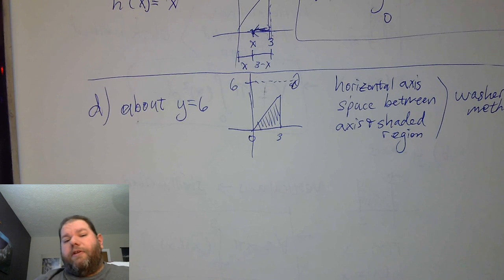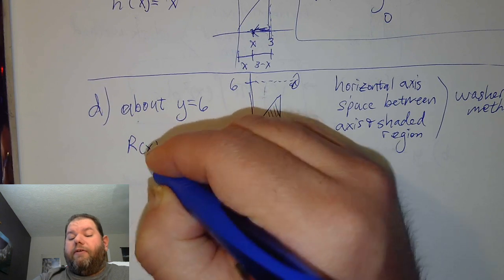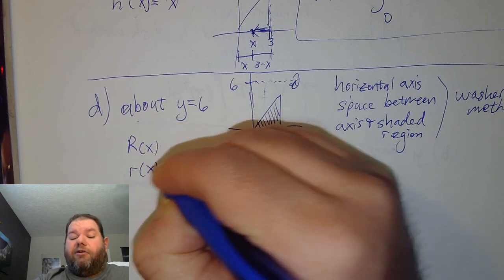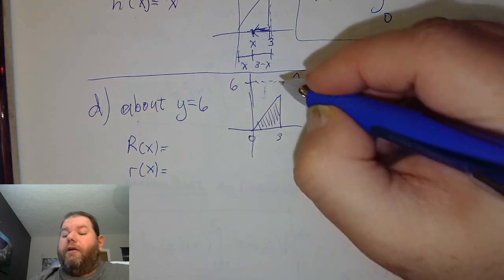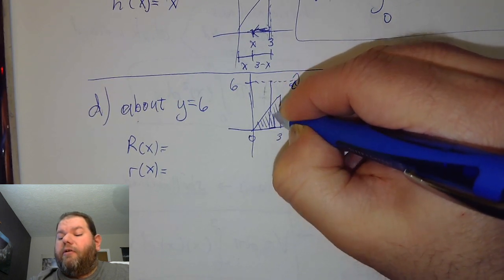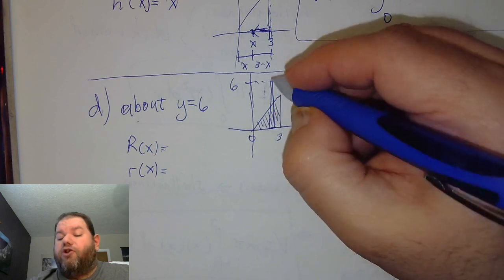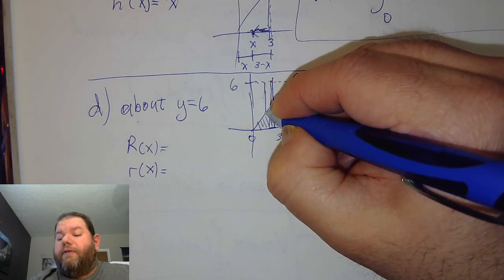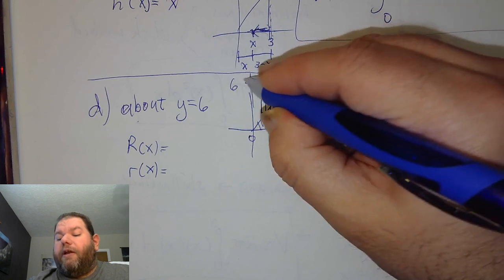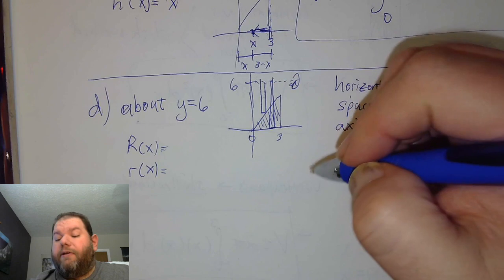Now the washer method, here we have to find two different radii, capital R of x and little r of x. Capital R of x is the distance from the axis to the far edge of the shaded region. Little r of x is the distance from the axis to the nearest edge of the shaded region, relatively speaking.